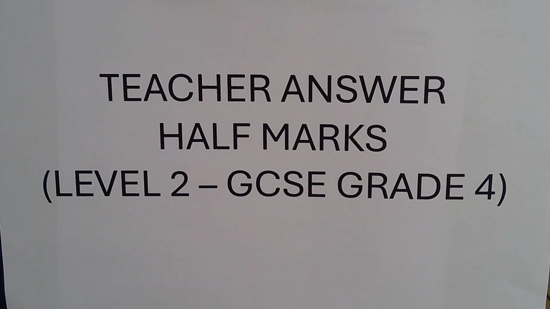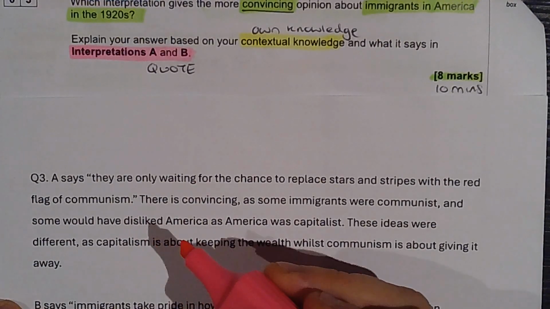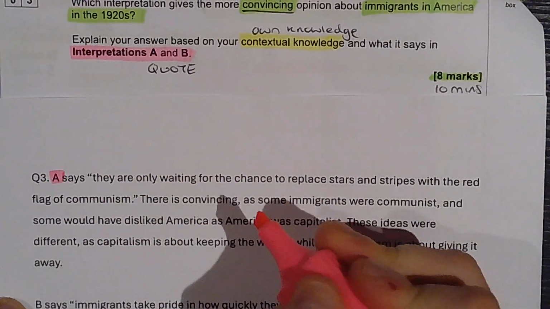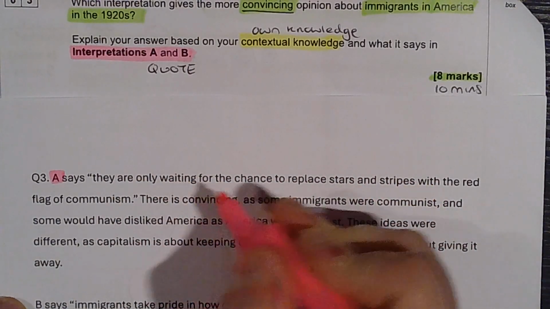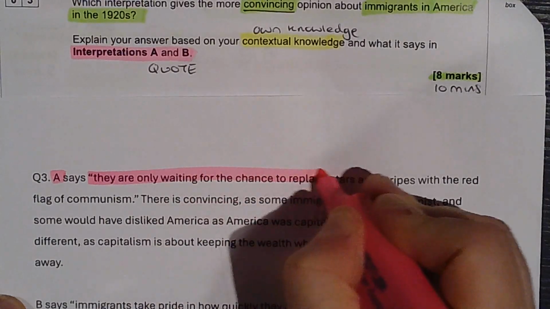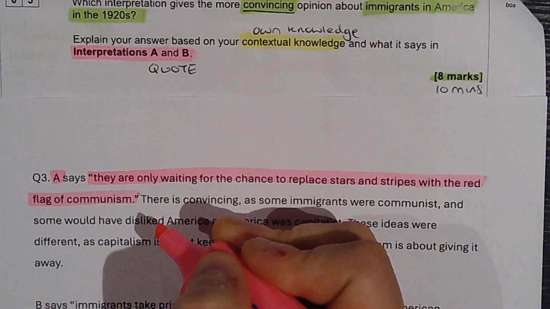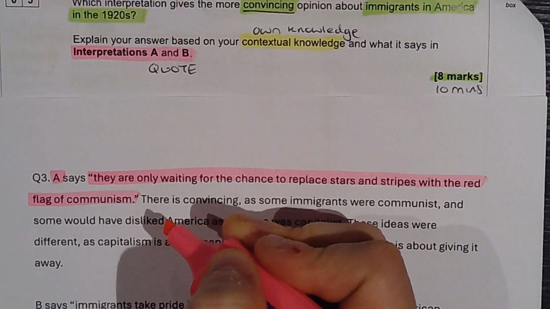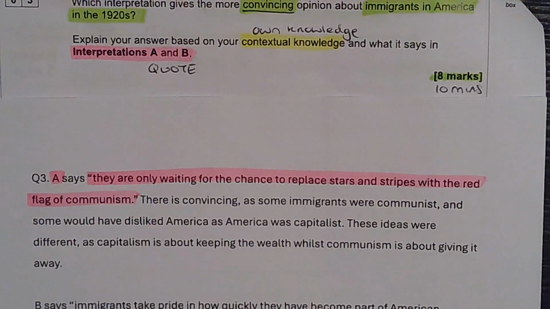So let's start by having a look at how we get half marks on this question. To get half marks, we need to start off by talking about A. I've said they are only waiting for the chance to replace stars and stripes with the red flag of communism, so I've used a quote here. Now, if I just write a quote, I'm going to get 0 marks. What I need to do now is use my own knowledge, but I also need to link it to the question.